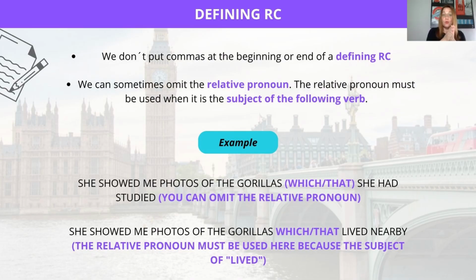She showed me photos of the gorillas that lived nearby. In the second sentence, the relative pronoun must be used here because it is the subject of lived. She showed me photos of the gorillas which lived nearby, right? Which replaces the gorillas one more time, but in this case it is the subject of the second clause.